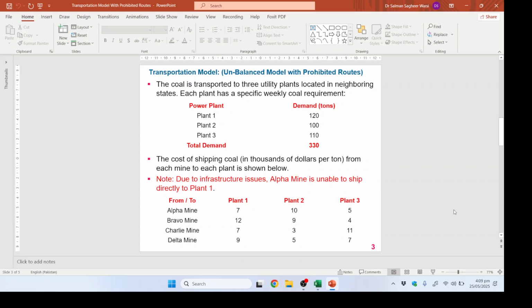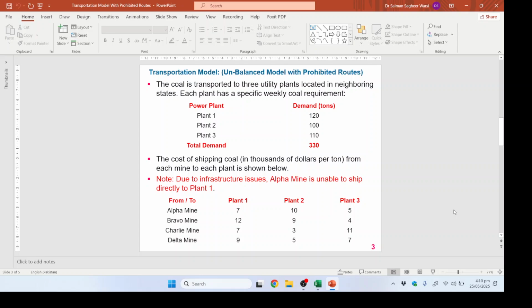These mines are supplying coal to three plants, and plant 1 has the demand of 120 tons, plant 2 has a demand of 100, and plant 3 has a demand of 110. So total demand is 330 tons, which is clearly greater than the production capacity.